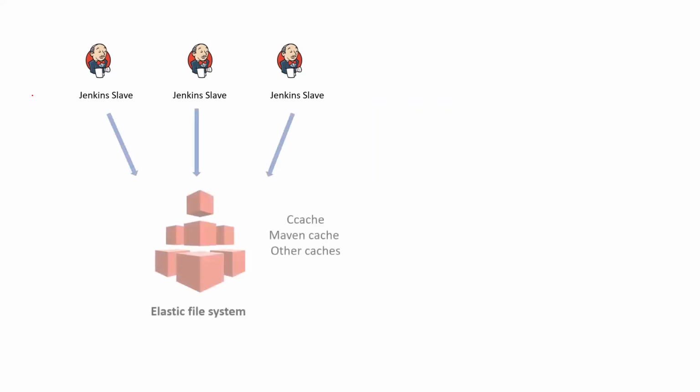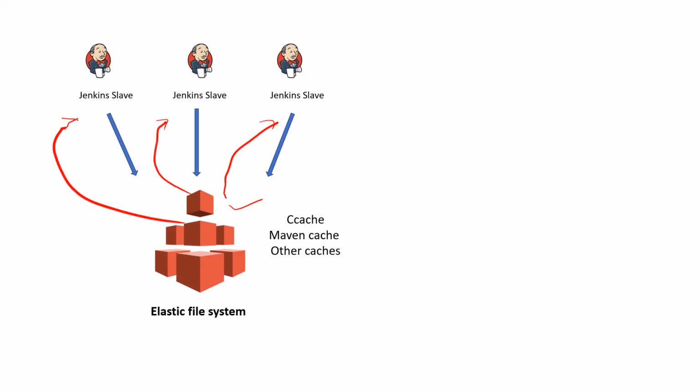Whenever a new node or an already existing node comes up, it will always be connected to this particular EFS. Whenever the pipeline runs, the caches from this EFS will be copied onto the machines, and the pipelines will use that caching and make the pipeline builds faster. And by using these caches, we achieved a great build time.